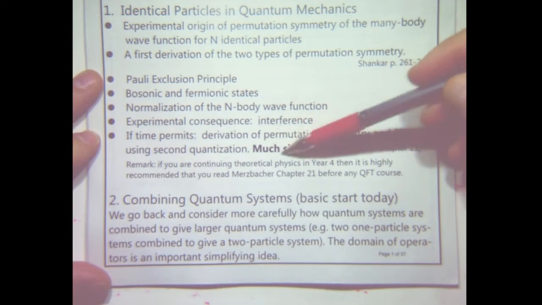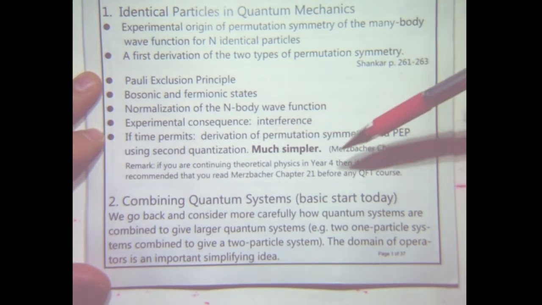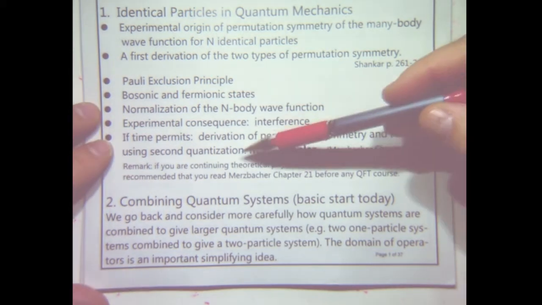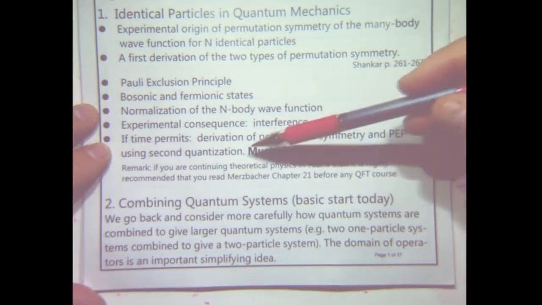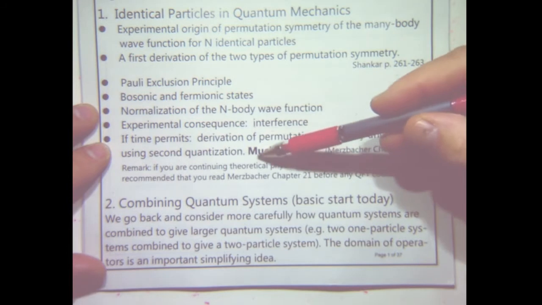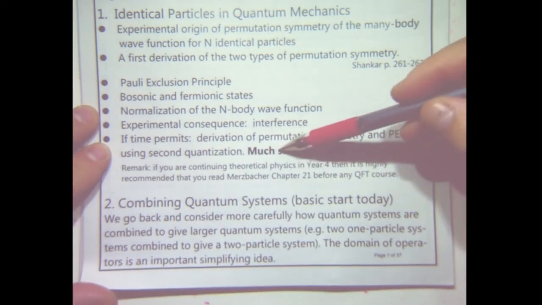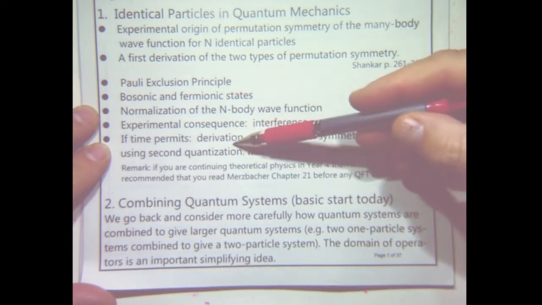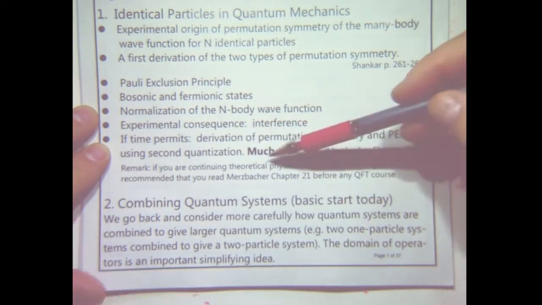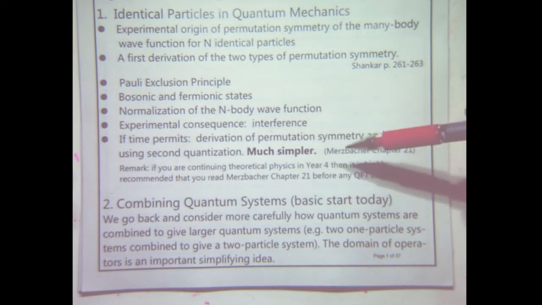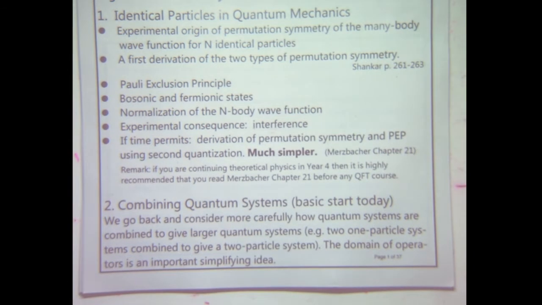There's no way that we're going to do this last point today: the derivation of permutation symmetry and the Pauli exclusion principle using second quantization. I'd really like to do this because it's just so simple. It's really the right way of looking at many-particle systems, and it's just great, but there's no way I'll have time for it today, and it's not really something you normally do in third year anyway, it's more like a fourth year thing.